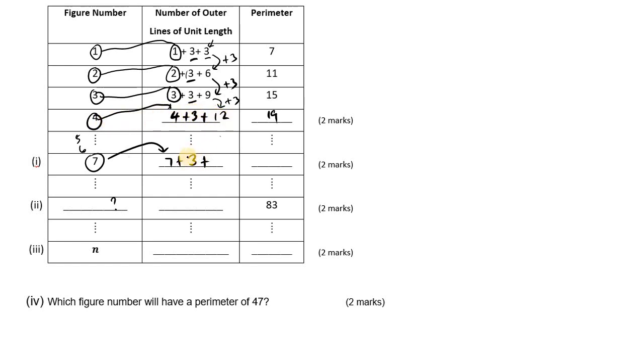Therefore, this 3 times 7 will give me 21. And I can get this number by adding these. 7 plus 3 is 10, and 10 plus 21 is 31.